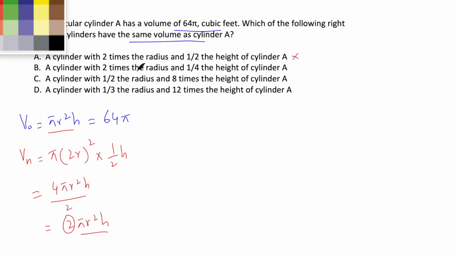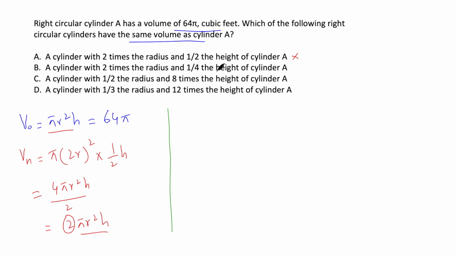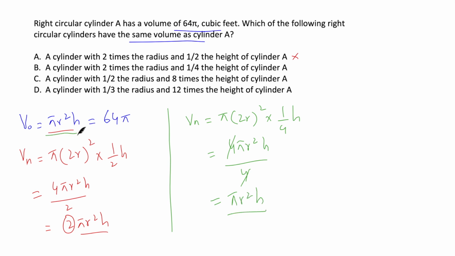Okay, let's evaluate option choice B. Let me use green color for this. A cylinder with 2 times the radius and 1 over 4 the height of cylinder A. Let's do the similar calculation that we did earlier. The new volume will be pi into 2r squared into height, which is basically 1 over 4h. Let's see, what do we get? We get 4 pi r square h divided by 4. Over here we are getting our original volume, which is pi r square h. Definitely B is our answer. This scenario will give us the same volume as cylinder A.